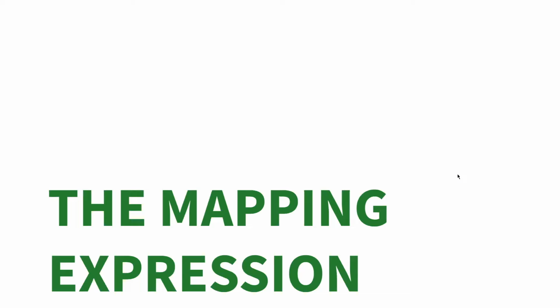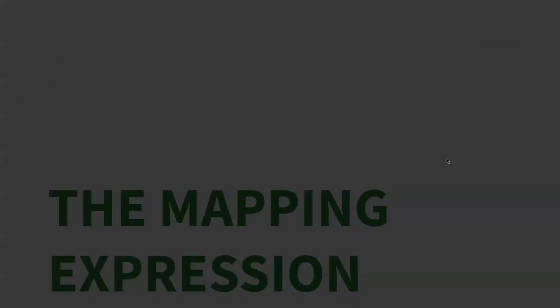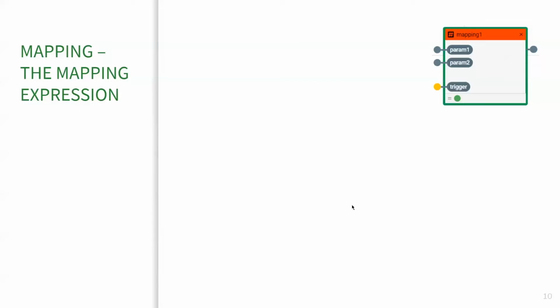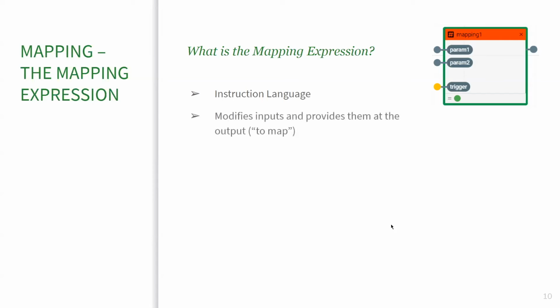The next part of the mapping node is the mapping expression. What is the mapping expression? The mapping expression is the actual code that codifies what a mapping node should do. It's written in our own instruction language. And this expression modifies inputs and provides them at the output, which is where the name mapping expression comes from. So it's a mapping of inputs to outputs. That's the mapping expression's job.